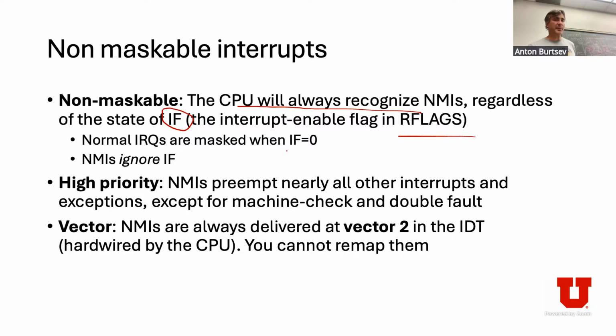So normal interrupts will be masked when the interrupt flag is 0. NMI doesn't care, and NMI is a high priority, so it will preempt, as they say, nearly all other interrupts, but I don't remember exactly which exceptions, and it will be delivered first through vector number 2, right? NMIs are always delivered at vector 2, and you cannot remap this, right?